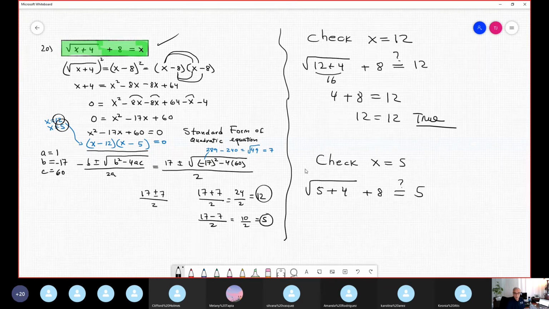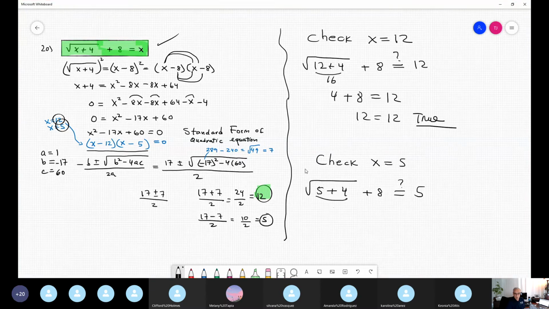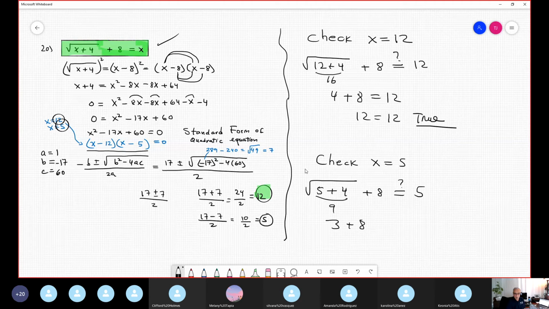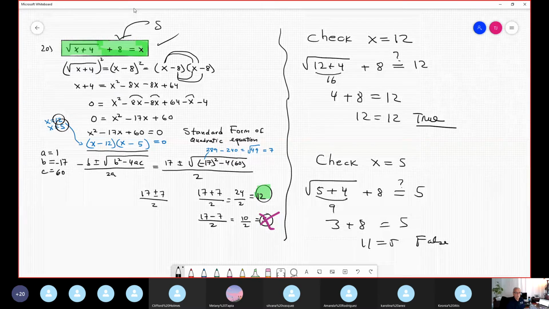Therefore, the solution 12 is super good. This is 5 plus 4 is 9. Square root of 9 is 3. And 3 plus 8 is equal 5. No, it's 11. Now 5 no good. Therefore, the solution set for this equation is only 12.